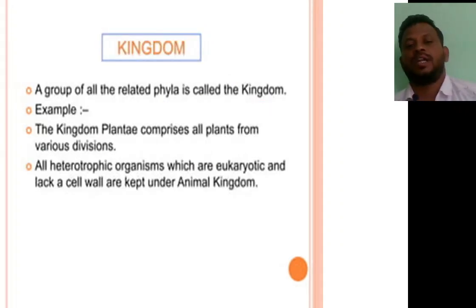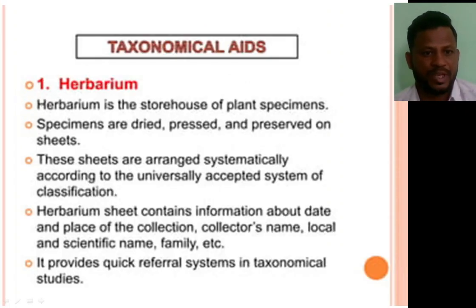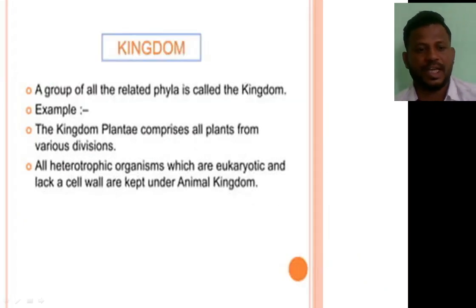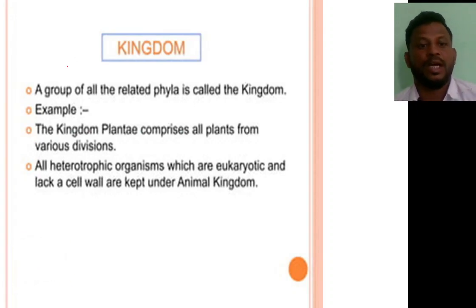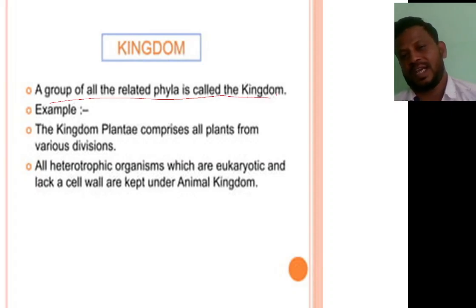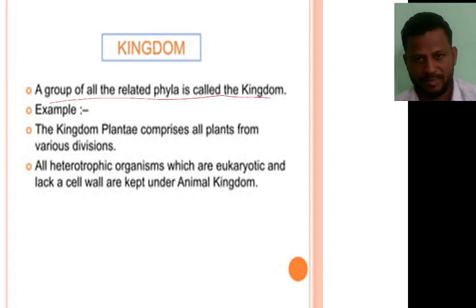Next, and the last one, is the kingdom here. Let us see what the kingdom is. A group of all the related phyla is known as the kingdom. Those related to the phylum are known as the kingdom. For example, the kingdom Plantae.